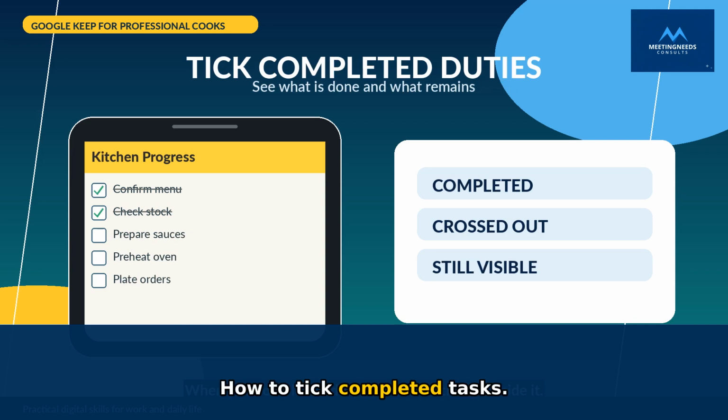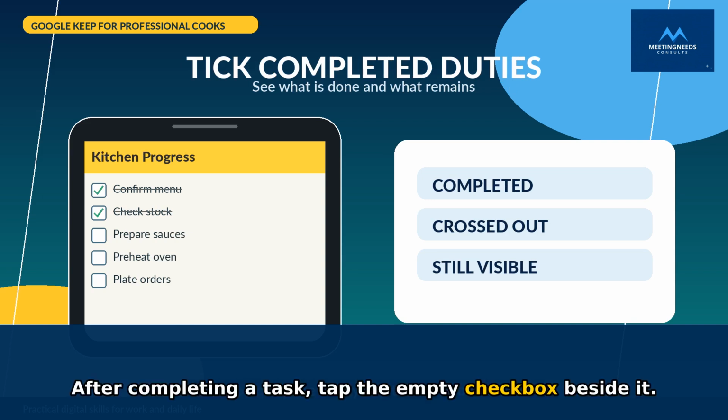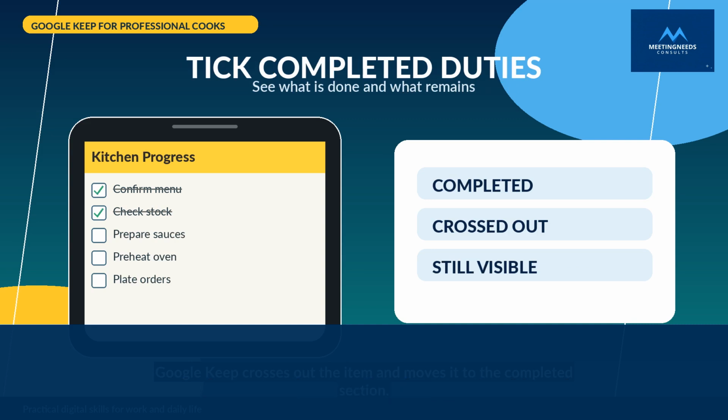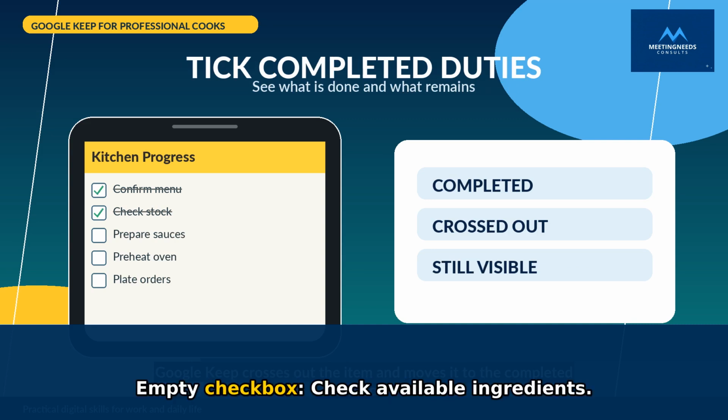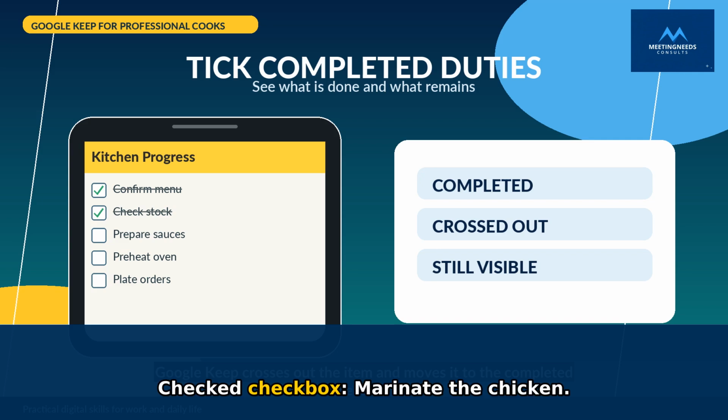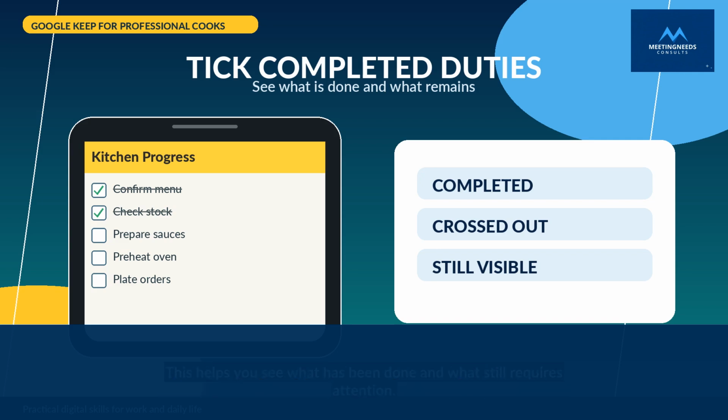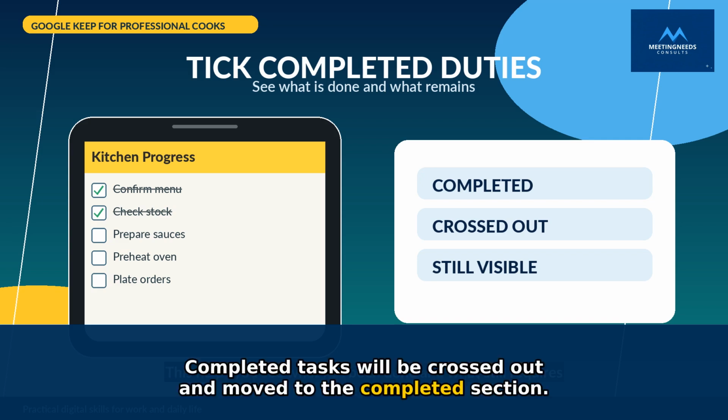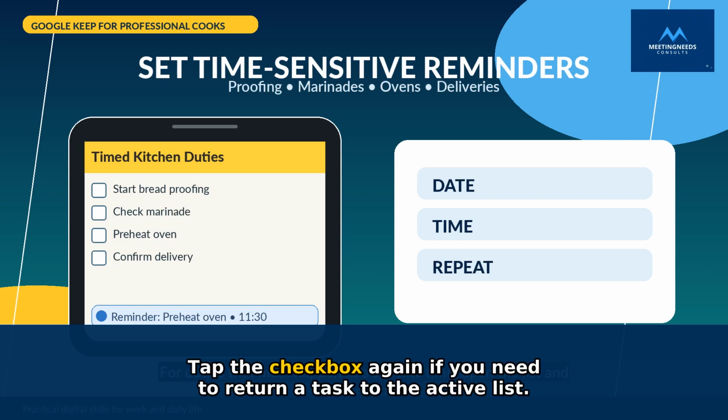How to tick completed tasks. After completing a task, tap the empty checkbox beside it. For example, check available ingredients, marinate the chicken, prepare vegetables, package customers' orders. Completed tasks will be crossed out and moved to the completed section. Tap the checkbox again whenever you need to return a task to the active list.